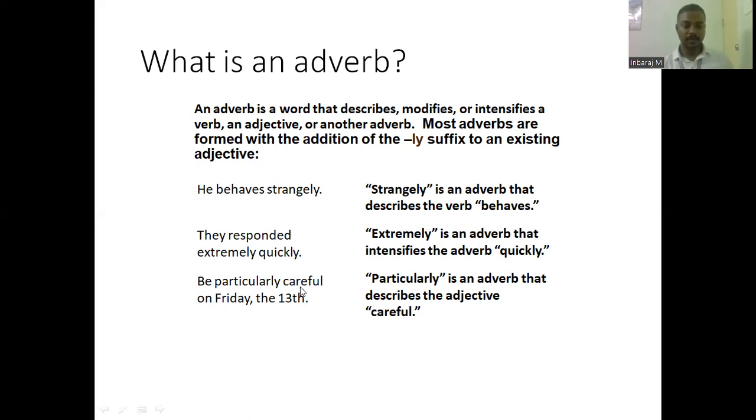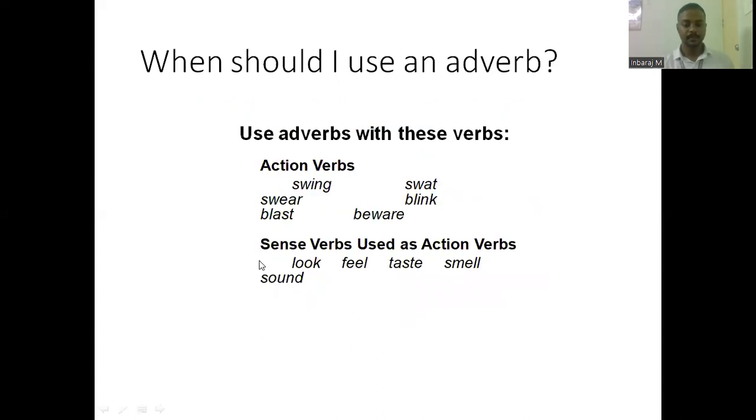Be particularly careful on Friday the 13th. Particularly is the adverb in the sentence, and here it describes the adjective careful. So be careful, particularly careful on Friday the 13th.